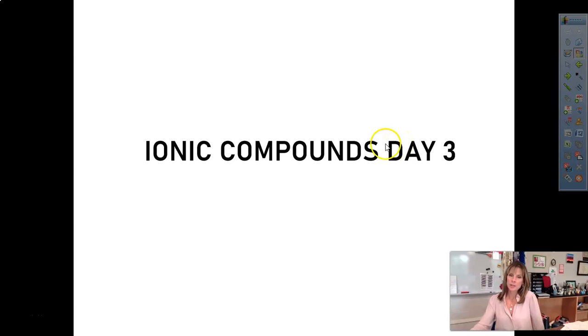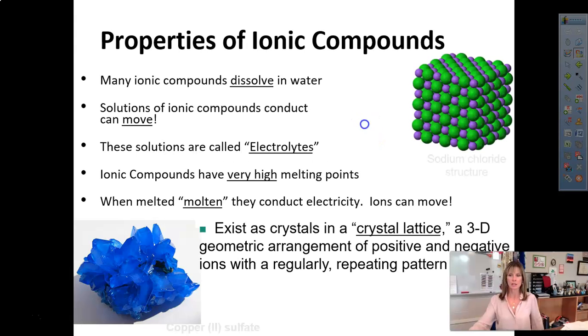Okay, it's day 3 of ionic compounds. So let's get started. Okay, so we've talked about how to name ionic compounds, how to write formulas, what they are. They're made up of metals and nonmetals. Now we're going to talk about the properties of these types of compounds.